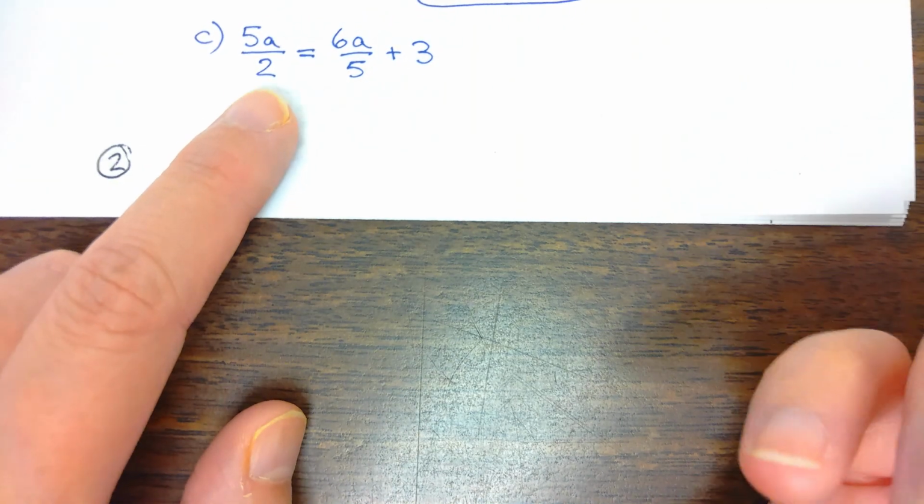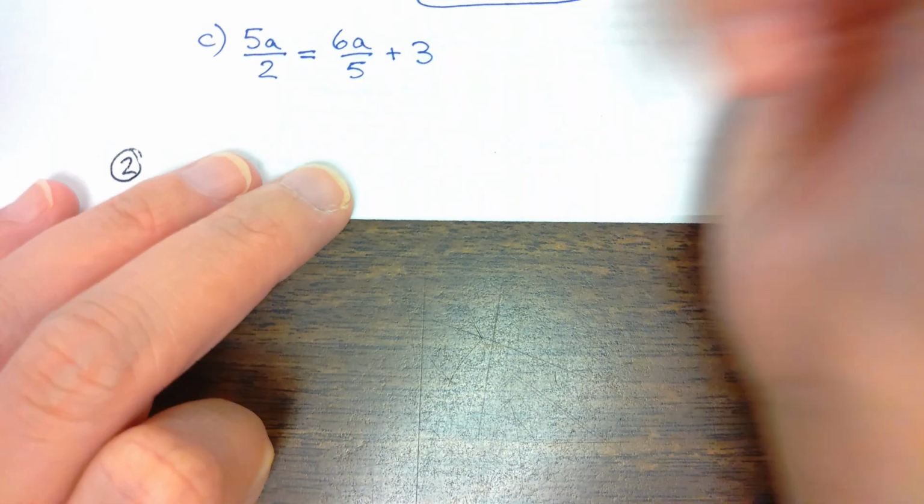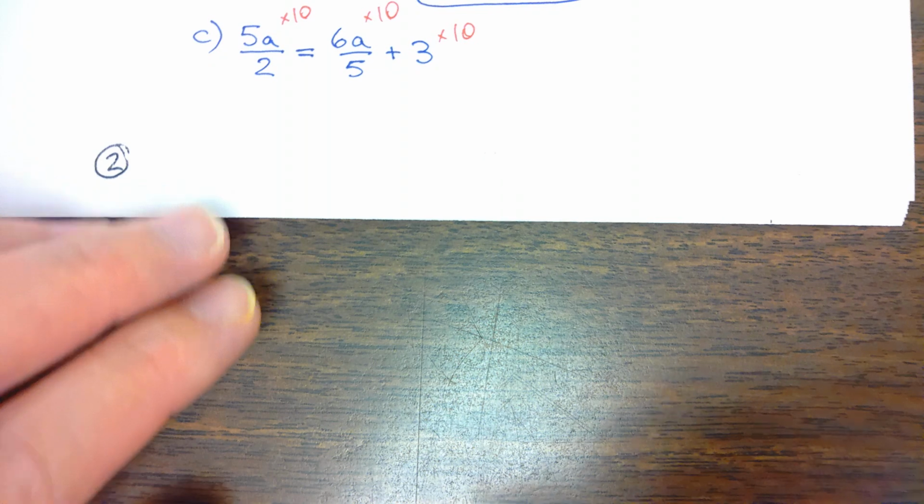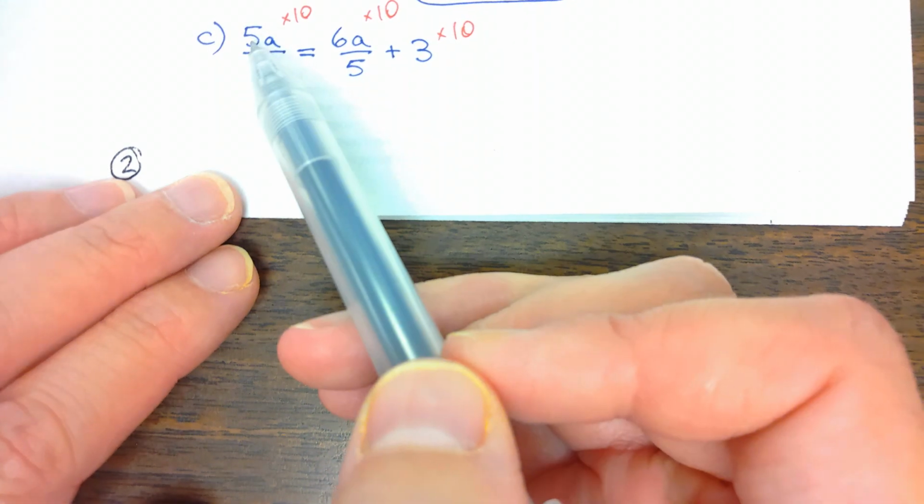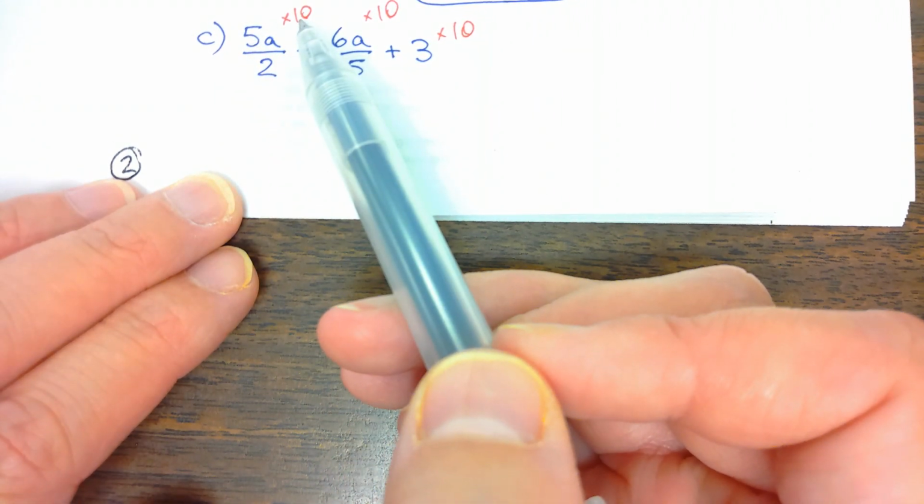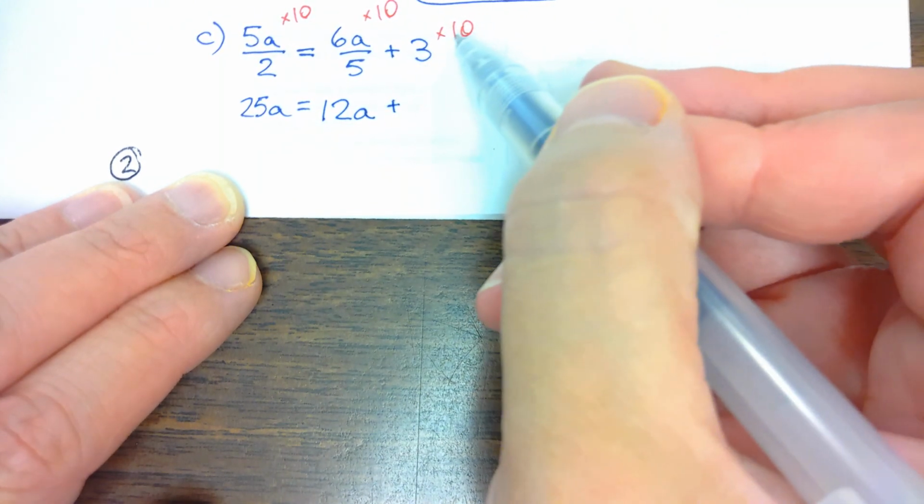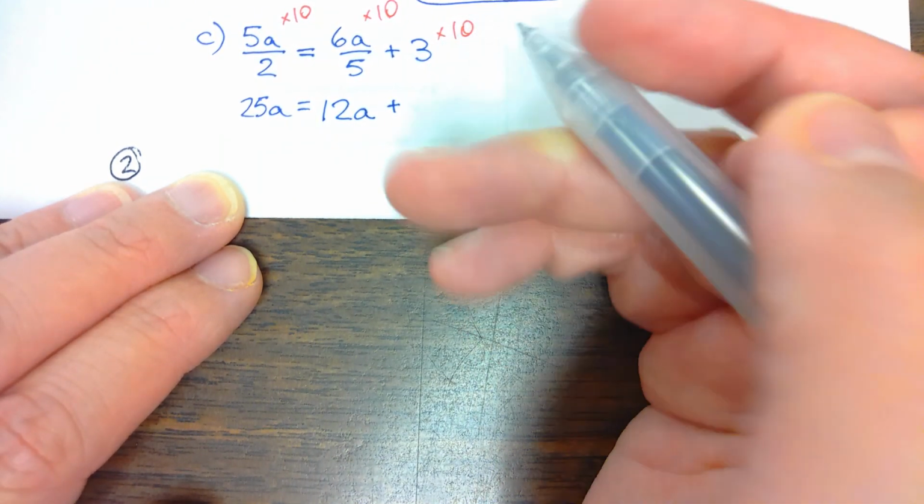Okay, so what should I multiply each of the terms by? 10. That's right. Times this by 10, times this by 10, times this by 10. So multiply everything by 10. Badar, work out this with me. What's 5 times 10? Divided by 2? Good job. 6 times 10? Divided by 5? Good. And then plus, don't forget this. A lot of people forget this part. 30.